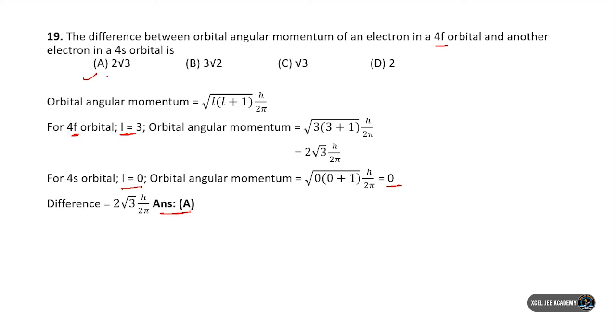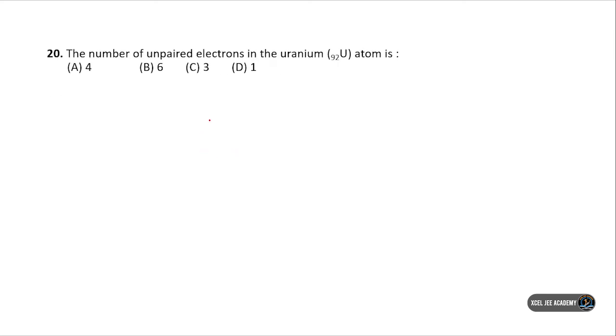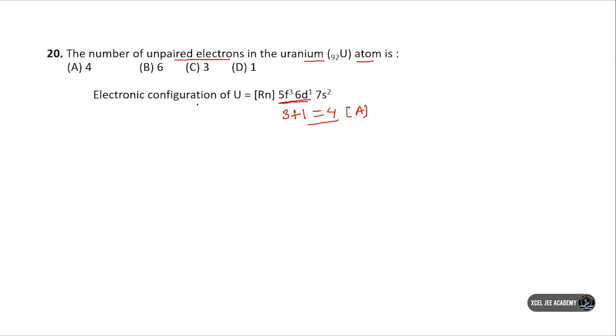So let's move to the last question. We have to find the number of unpaired electrons present in the uranium atom. To find that, we have to see the electronic configuration of the uranium atom: Radon 5f3, 6d1 and 7s2. So the unpaired electrons are in 5f3 and 6d1. In 5f3 we have 3 electrons, and in 6d1 we have 1 electron, which will be equal to 4. So the number of unpaired electrons is equal to 4. That is option number A.